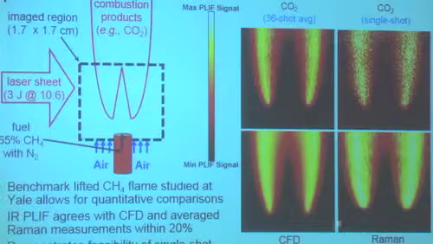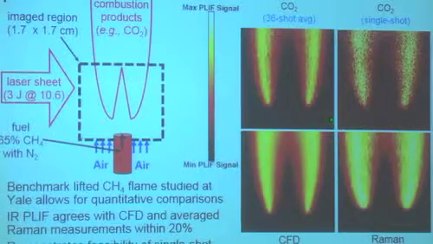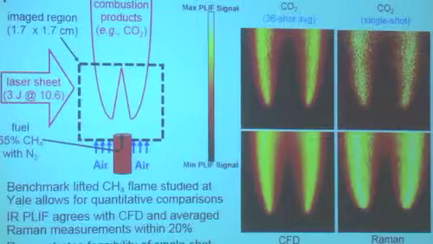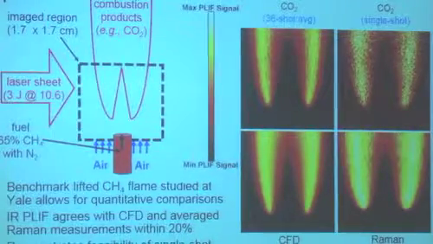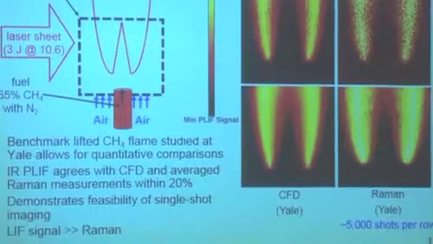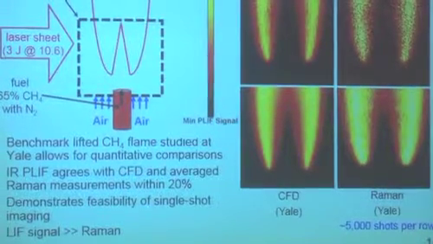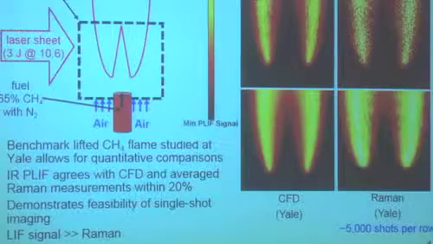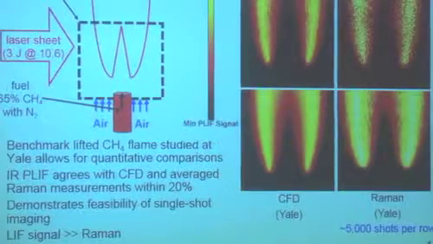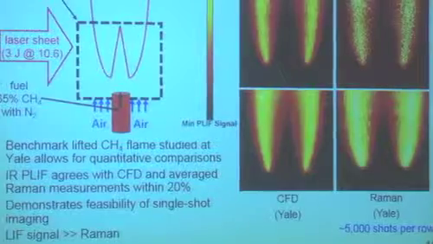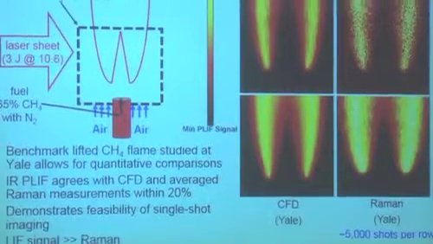This is what happens if you compare it with a computation that was done at Yale. This is what happens if you use Raman scattering and you take 5,000 shots per row over about 100 rows. 5 million shots, I think it was, or something like that. No, maybe it was 50,000. So the point is, fluorescence is strong relative to Raman.